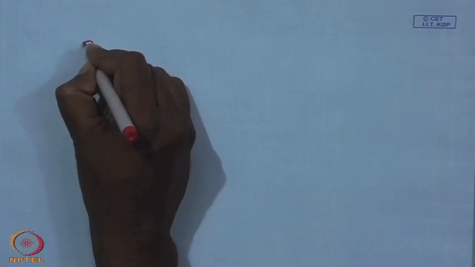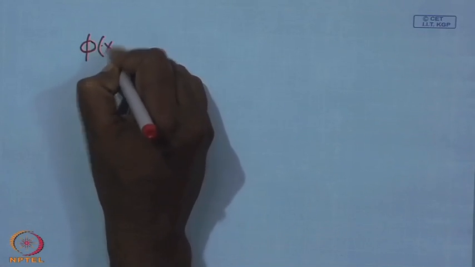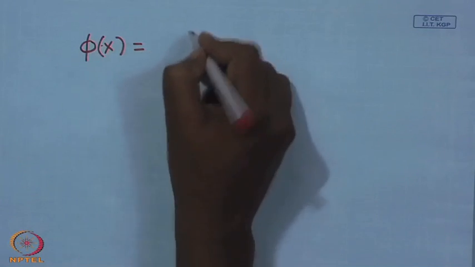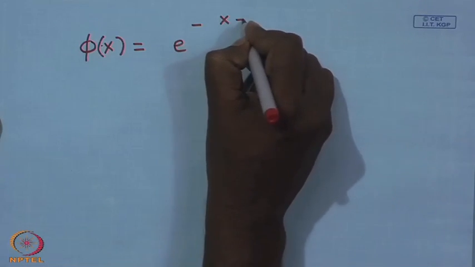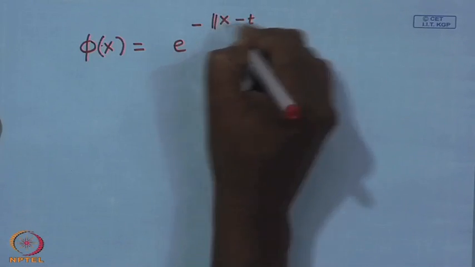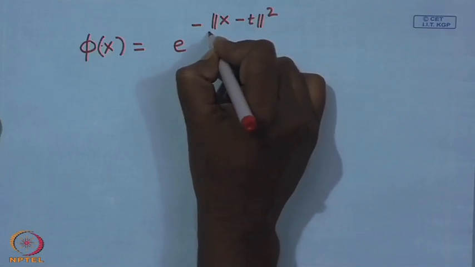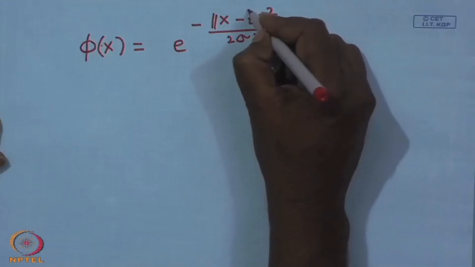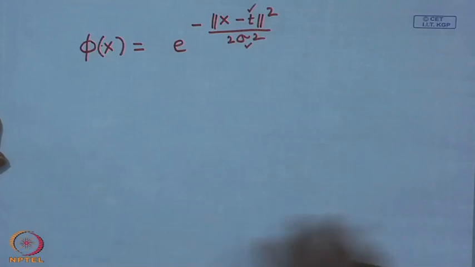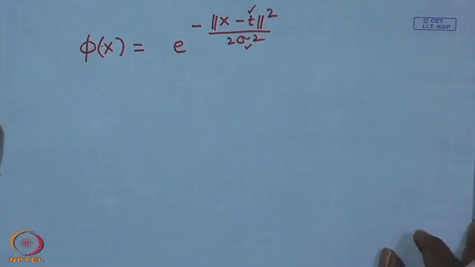So, if the radial basis function is a Gaussian function, that is, if it is something like this, say phi of x is equal to e to the power minus the square of x minus t upon 2 sigma square, where t is the receptor and sigma, which is the variance, decides what is the spread of the radial basis function.